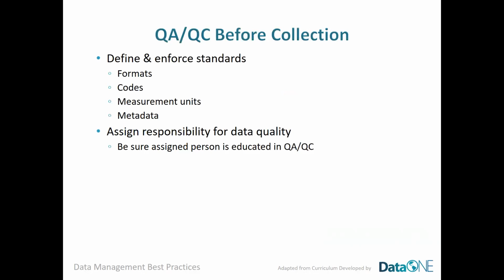Second, you should assign responsibility for data quality before the data collection begins. Ideally, the person responsible for ensuring the data is clean and accurate is the same person collecting the data, because that person is most familiar with the data, and can be trained in quality control and assurance methods. So if it's possible for the same person to do that, then that is preferable.